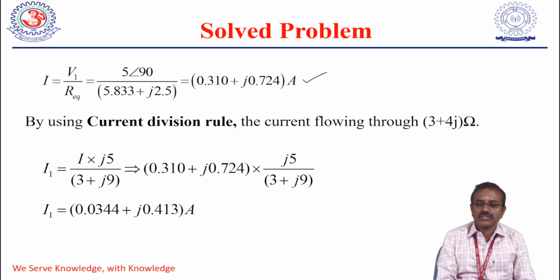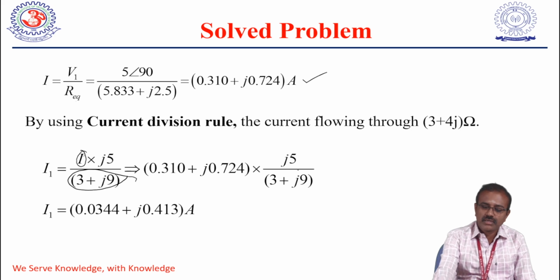By using the current division rule, the current flowing through the 3 plus 4j ohm branch is I1, equal to the total current I into the parallel branch impedance 5j divided by the sum of the impedances, that is 3 plus j9. So I1 is the total current into j5 divided by 3 plus j9. If we do the calculation, we get the answer in rectangular form as 0.0344 plus j0.34413 amps.